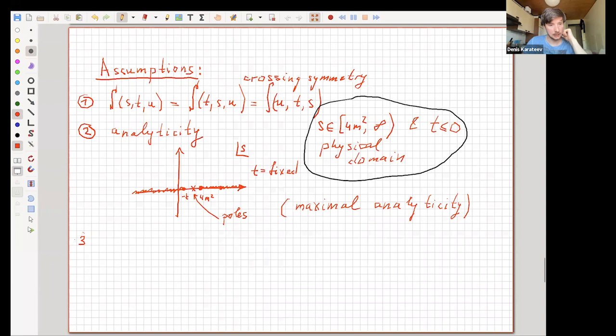Finally, the third is unitarity. Unitarity basically tells me that if I have a quantum field theory, I have a Hilbert space, and there are some states in this Hilbert space. So in the Hilbert space, I have some states, psi. And the theory is unitary if we take the inner product of two states and it's non-negative. Okay.